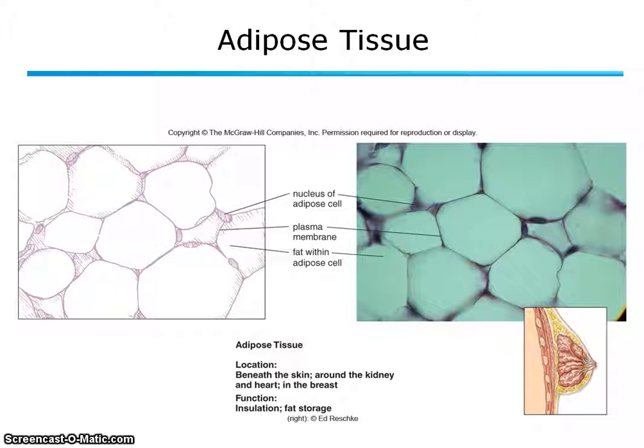Adipose tissue is also called fat. It's pretty easy to identify under the microscope. It is the only one that has this sort of signature shape, and it is for insulation and fat storage.